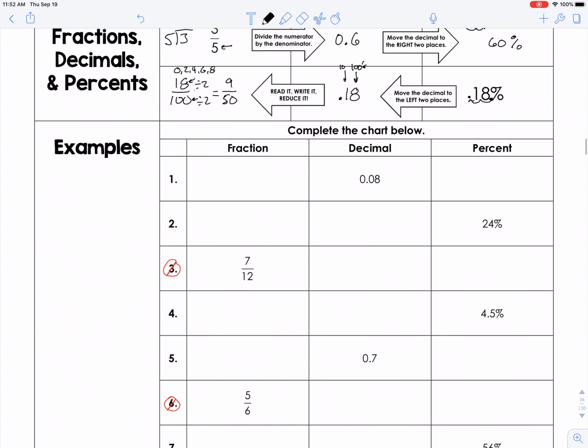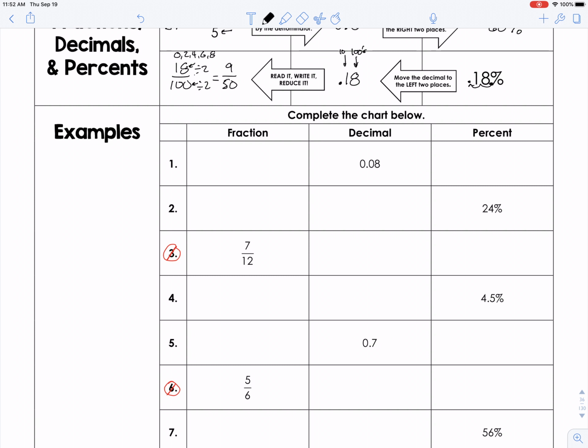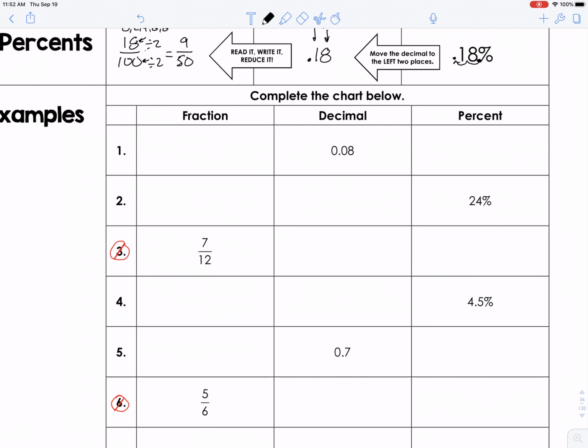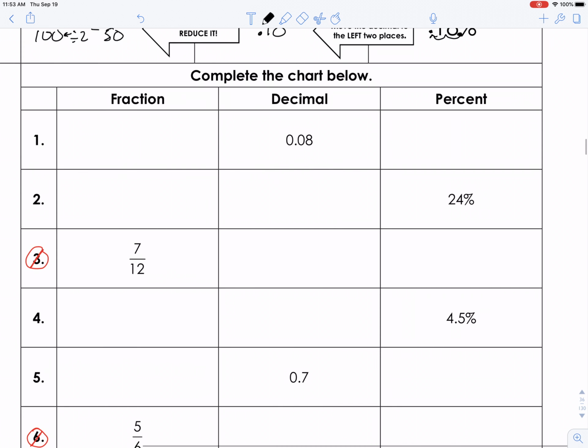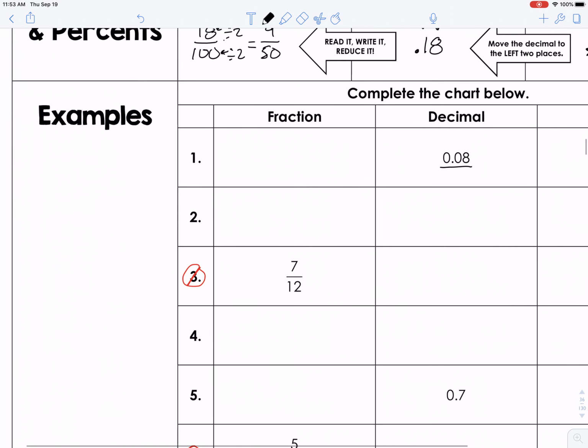I've got a couple that I've marked out because I don't like them as examples because they have repeating decimals, and I don't really want to get into that part. That's something that's best used for calculators a lot of times. Well, let's stick to the simple stuff first in our examples. We've got this first decimal, 0.08.